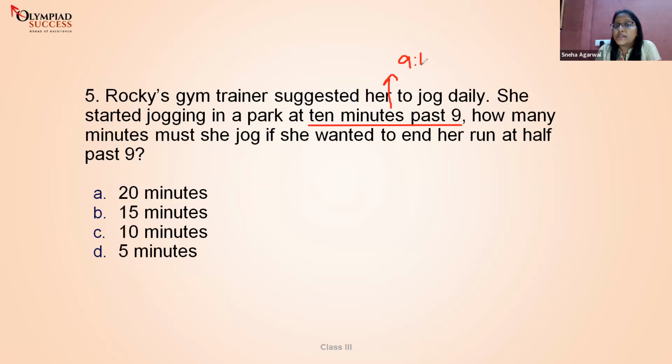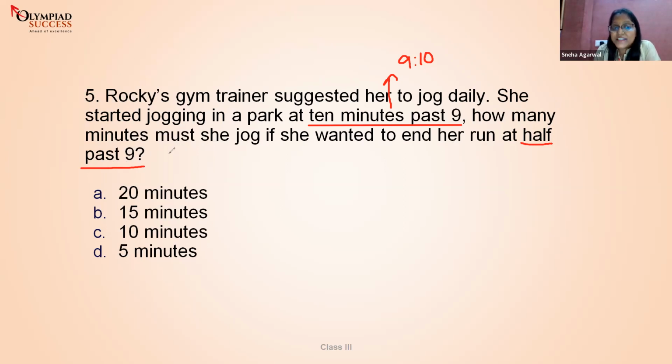That means 10 minutes have already passed after 9. So after 9, 10 more minutes, that will be 9:10. Now, how many minutes must she jog if she wanted to end her run at 9:30? Again, you can see over here, the options are mentioned. Teacher, the answer is A, 20 minutes. Yes, absolutely correct. I'm so happy that now the students are getting how to do that.